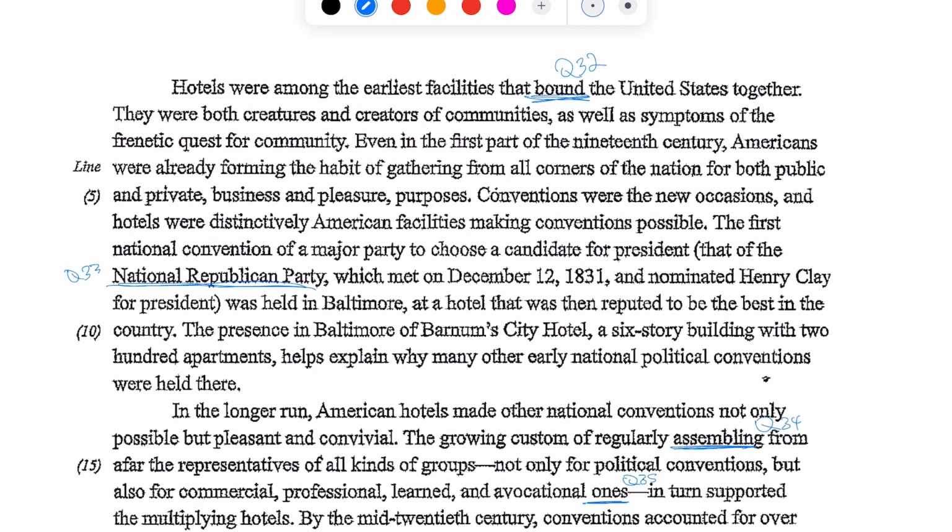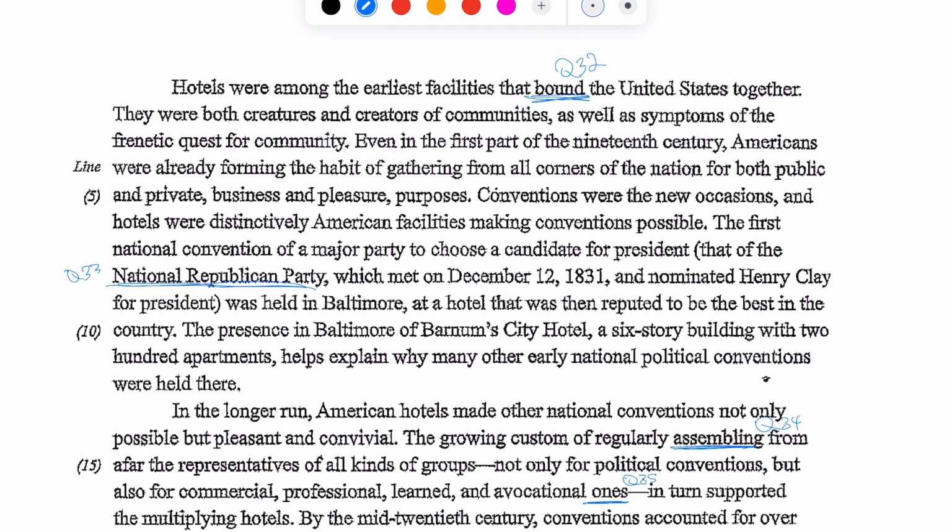The first national convention of a major party to choose a candidate for president, that of the National Republican Party, which met on December 12, 1831, nominated Henry Clay for president, was held in Baltimore at a hotel that was then reputed to be the best in the country. The presence in Baltimore of Barnum's City Hotel, a 6-story building with 200 apartments, helps explain why many other national political conventions were held there.